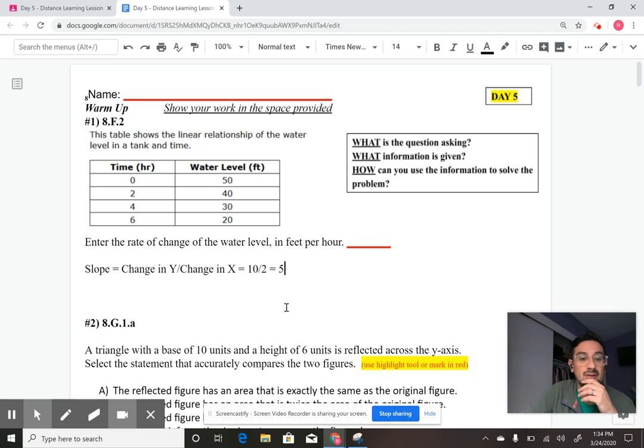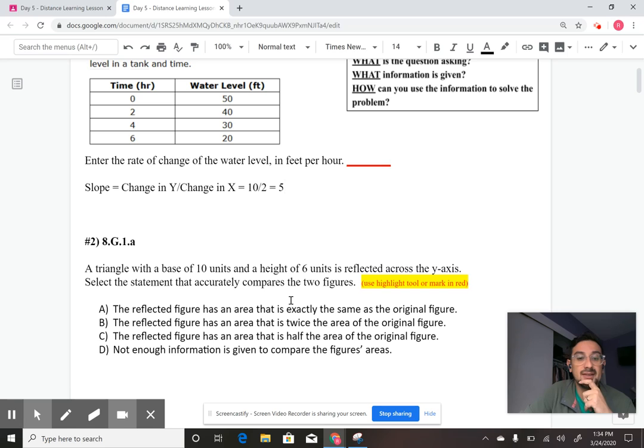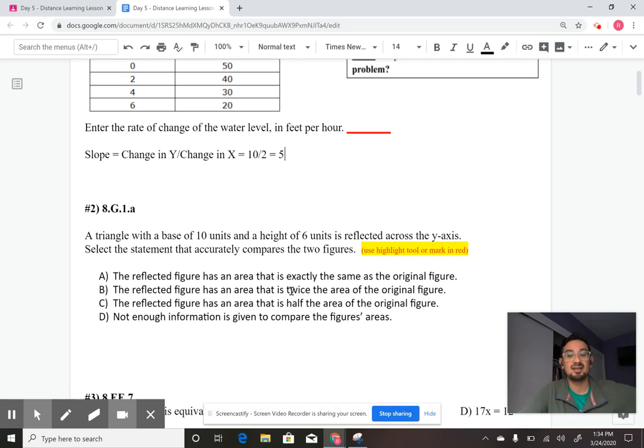Now for number 2, a triangle with a base of 10 units and a height of 6 units is reflected across the y-axis. Select the statement that accurately compares the two figures. I'm going to read all the statements and then we'll discuss which one is correct. The reflected figure has an area that is exactly the same as the original figure. The reflected figure has an area that is twice the area of the original figure. The reflected figure has an area that is half the area of the original figure. No information is given to compare the figures' areas.